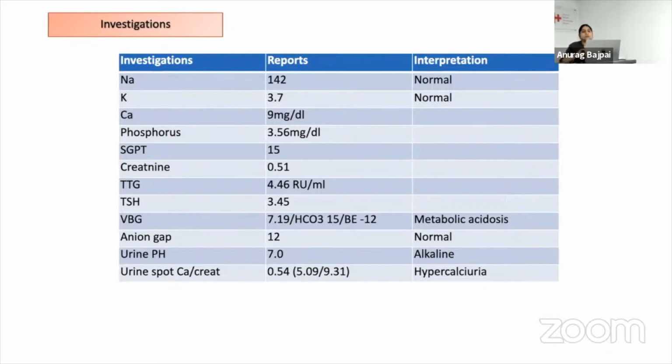This is clearly a picture of distal RTA. What can be the reason for a falsely high urinary pH in this setting? Would you think of any condition which can explain that? Urinary tract infection. So you have to do two things.